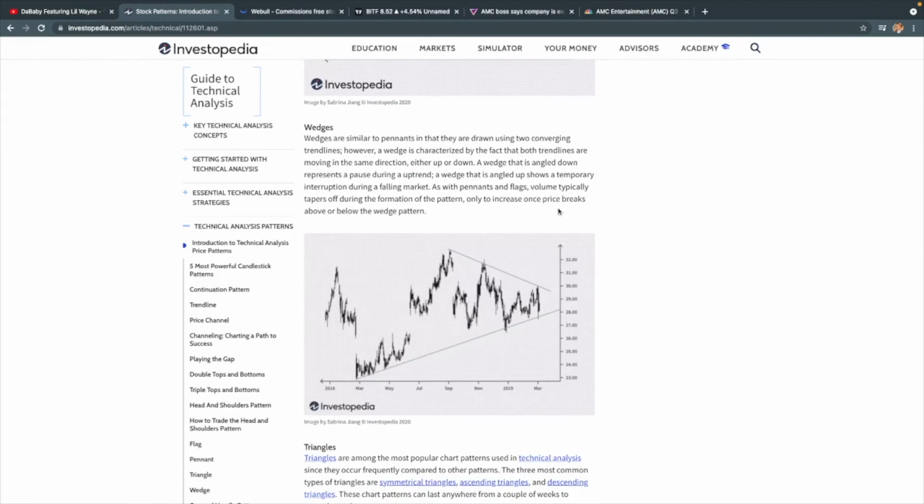The wedges, okay, wedges are similar to pennants in the way they are drawn using two converging lines, right? So they're gonna meet. What it's talking about is right here. It's gonna meet. And a wedge is characterized by the fact that both trend lines are moving in the same direction, either up or down. A wedge that is angled down represents a pause during an uptrend. A wedge that is angled up shows a temporary interruption during a falling market. As with pennants and flags, volume typically tapers off during the formation of the pattern, only to increase once the price breaks above or below the wedge pattern.